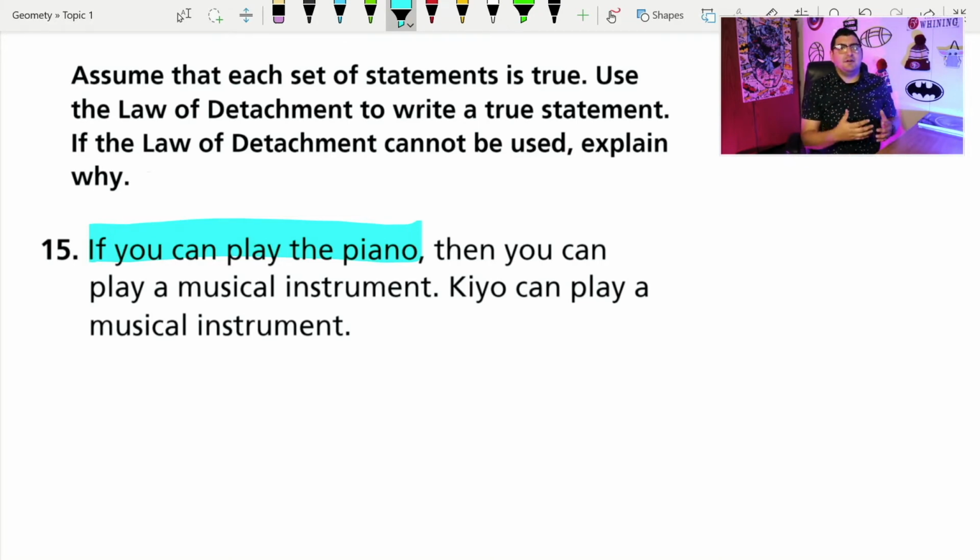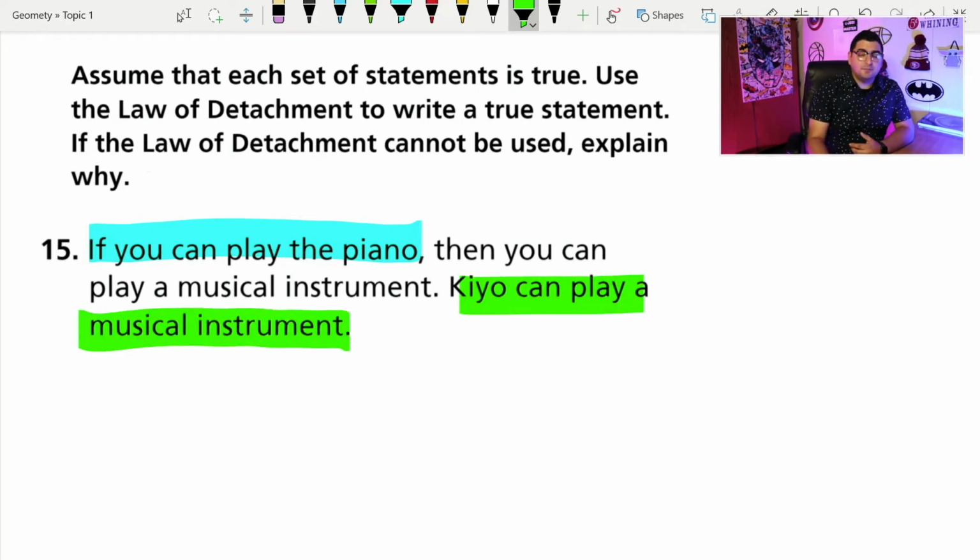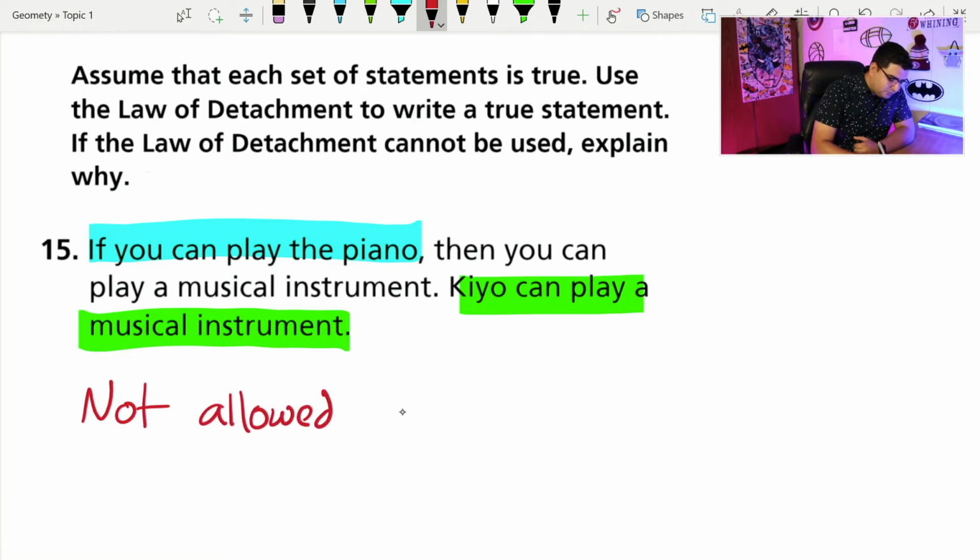If the statement started off by saying, if you can play a musical instrument, then you can play the piano, then I would have been able to use this phrase that they gave me in the end to prove that Kyo can play the piano. However, the way this is written, as far as I know, Kyo can play the guitar, he can play the bass, he can play any other musical instrument other than piano, as long as it's a musical instrument. So unfortunately for this example, we are not able to use the law of detachment. This is an example where I'm not allowed to use the law of detachment.